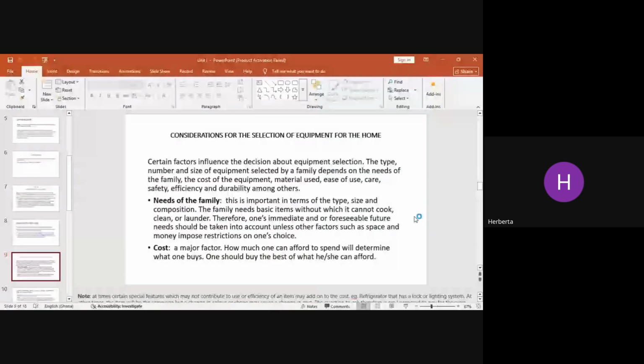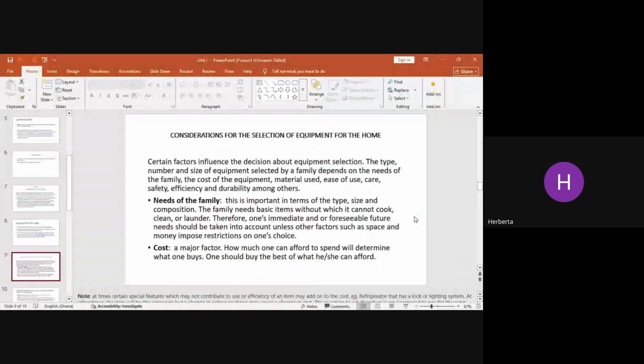And in considering the item, you also consider the type, size, and then composition. So blender, somebody would think that, oh, if I don't have a blender, she does not know how she will survive. Somebody will also think that she is comfortable with the masher. So blender is not all that much of a need for her. So you consider the need of the family.